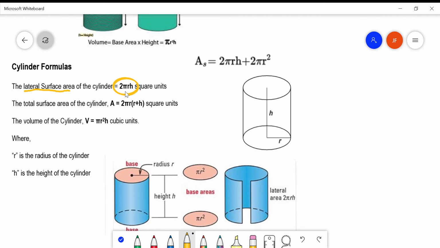Now, how did we arrive with this formula? Okay, if this is the cylinder, removing the two bases of the cylinder, we have this portion. We call this the lateral area or lateral surface area. To illustrate that this lateral area can be synonymous with the rectangle by cutting here and unfolding. Remember that the area of a rectangle is equal to its width times its length. But since this lateral area of a cylinder is circular in shape or pattern, we are going to use the circumference of the circle.